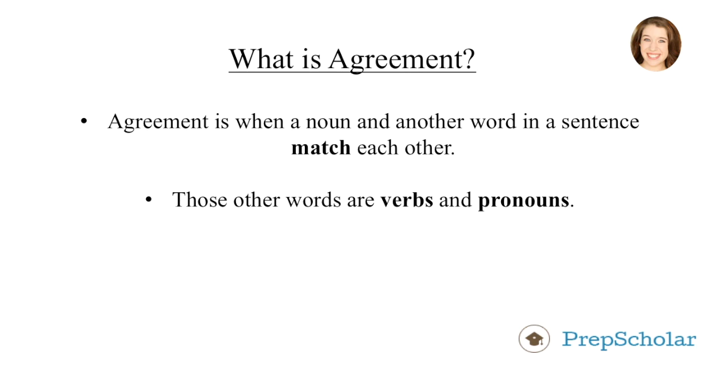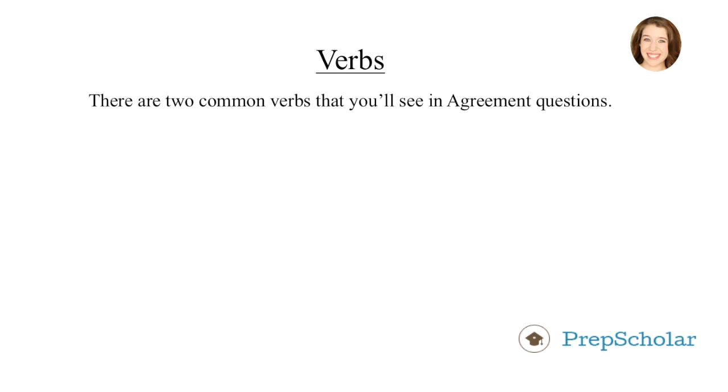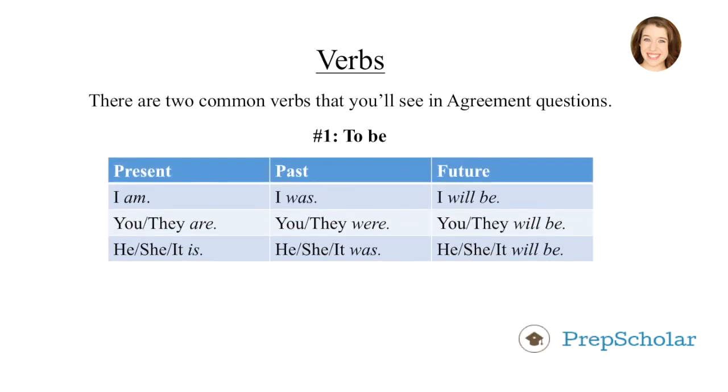All right, let's go ahead and start off with verbs. There are two common verbs that you're going to see in agreement questions. Now, of course, you might see other verbs too, but since these are the verbs that pop up the most, and since they're pretty weird, we're going to take a look at these two specifically. The first one is the verb to be. This verb takes a lot of different forms depending on what tense it's in, past, present, or future. Let's break it down with this little chart.